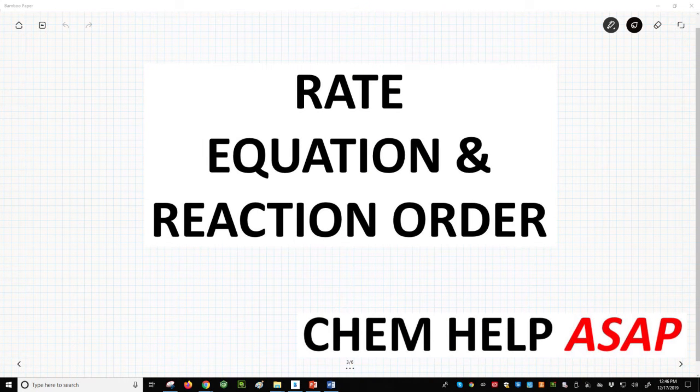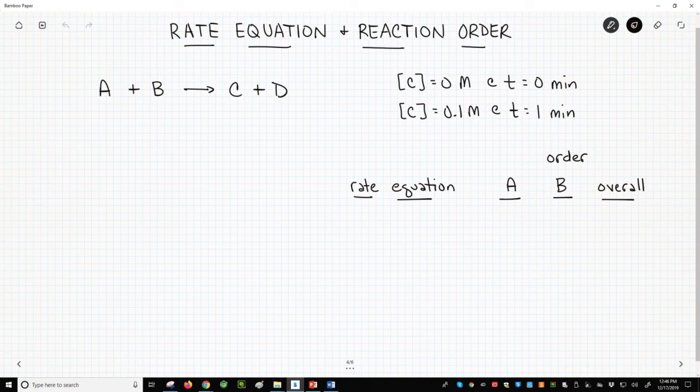Let's learn about rate equations and reaction order. In the upper left corner, we have a very simple model reaction. A plus B goes to C plus D. How would we define how quickly this reaction is proceeding?